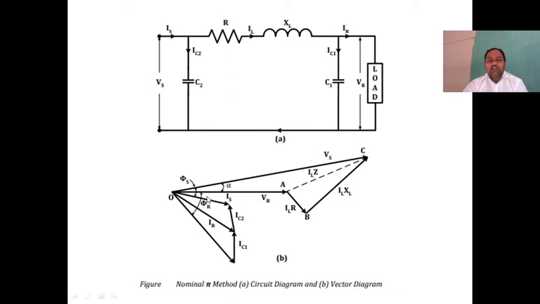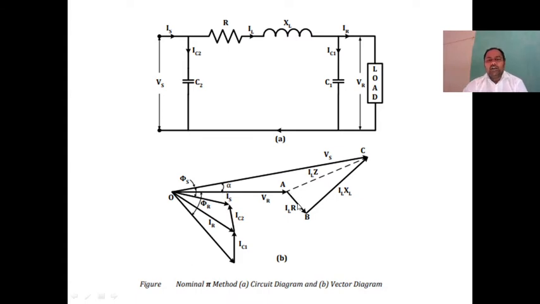What is the angle difference between VR and IR? That is phi r. From VR to IR, the angle difference is phi r.